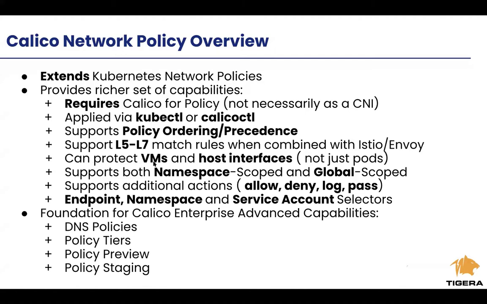We can also protect VMs and host interfaces, not just pods. So with Kubernetes Network Policies, you're kind of limited to pods, but with Calico Network Policies, you can actually, as I mentioned, run Calico as a service on an EC2 instance or a VM or a bare metal instance, and then define a policy that in one place you can allow traffic coming or going through the native services running on Linux, and have them also be enforced as well as on the pods.